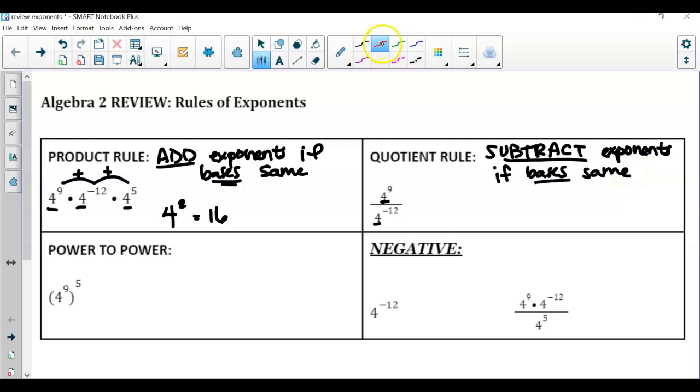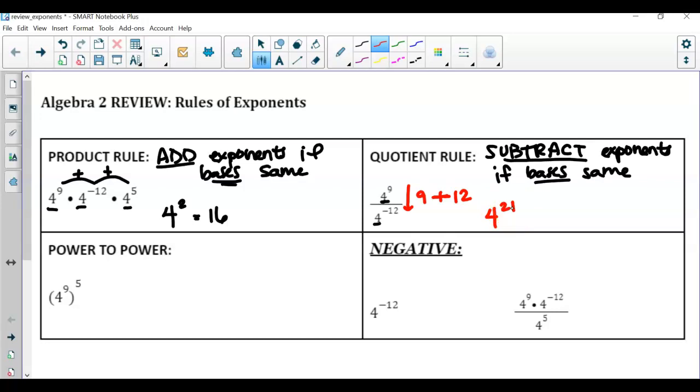And then keep in mind, we're going to subtract top to bottom. So this is 9 minus negative 12. So notice how here we have the two negatives making positive. So this is 4 to the 21st power.